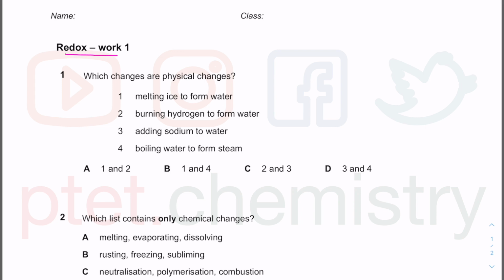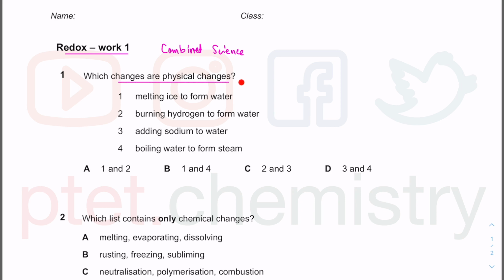So this is a tutorial on Work 1, redox changes, for the combined science or foundation science curriculum, of which I am only teaching the chemistry bits. Okay, so in this first question we are identifying the physical changes.